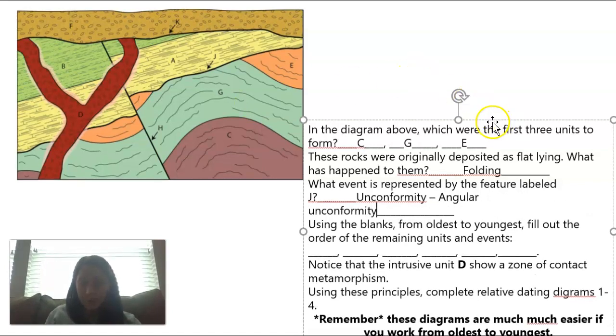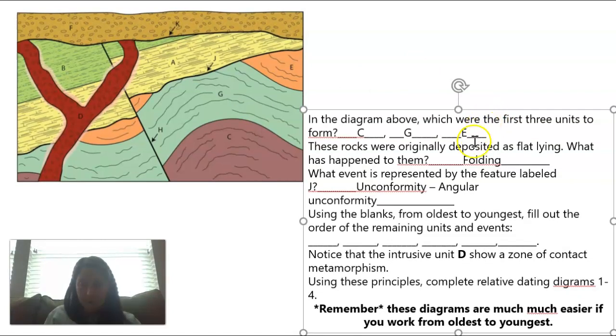Cool. Okay. Then we have: using the blanks from oldest to youngest, fill out the order of the remaining units of end events. So we already said C, G, E. Now we have what came after E. What do you think? Could it have been H?